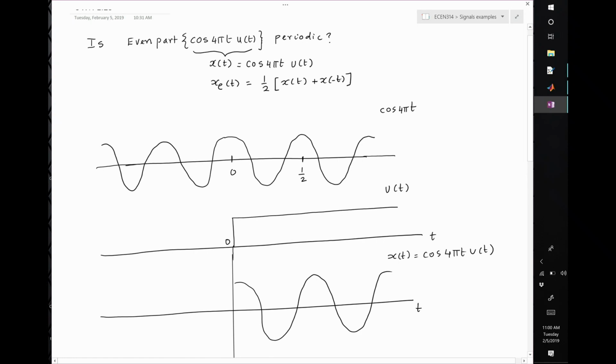So when I multiply these two signals together, I'm going to get some signal like this. At 0 this is going to be 1/2, but I'm not showing that, but you're just going to get the positive part of the cosine. You're going to get the cosine 4 pi t for positive values of t, and then at 0 it's going to be 1/2.